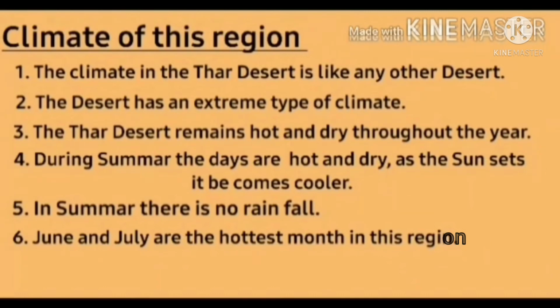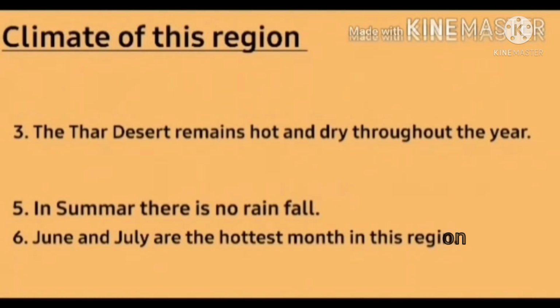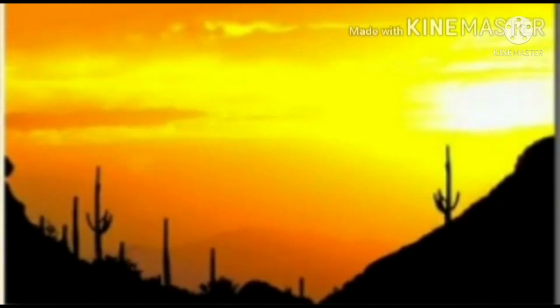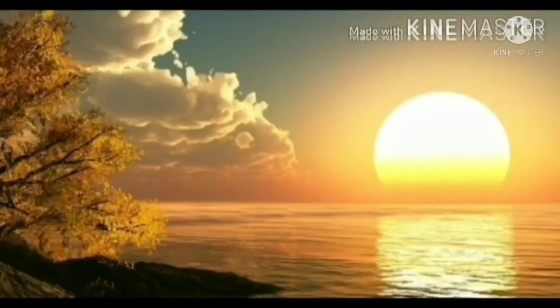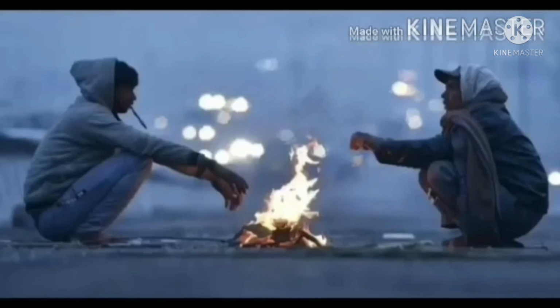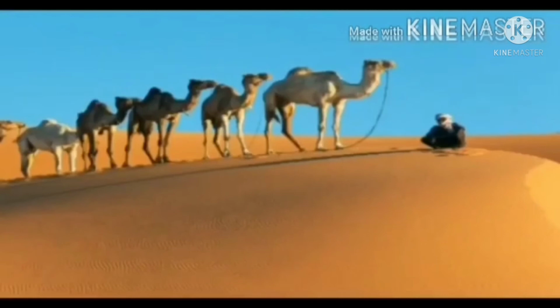In summer, there is no rainfall. June and July are the hottest months in this region. In winter, children, the days are pleasant and warm, but the nights are very cold. The Thar Desert gets rain during December and January months. December and January are the coolest months in this region. There is very scanty rainfall here.